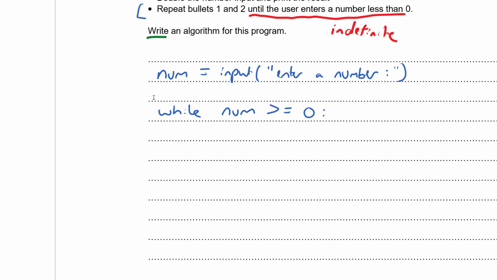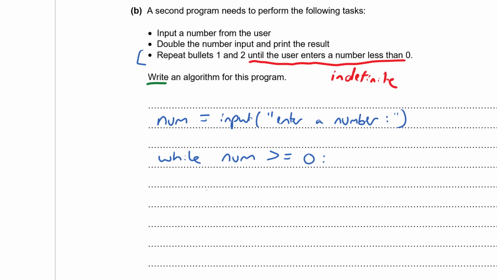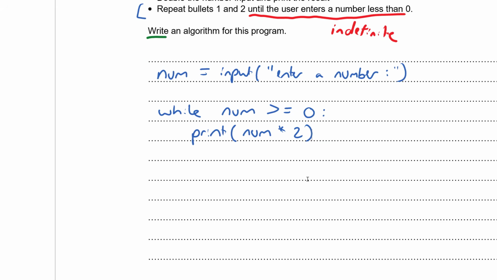So what does it say? My second bullet point says to double the number input and print the result. So I could just here print num times 2. Using the asterisk there as multiplication, you could just do a times in pseudocode, that's okay. Now, I'm not done, because this loop would go on forever. You've got to give the user a chance to enter another number, because otherwise that condition would never become false, meaning it loops forever. So I'm just going to repeat the exact same line I started this algorithm with.